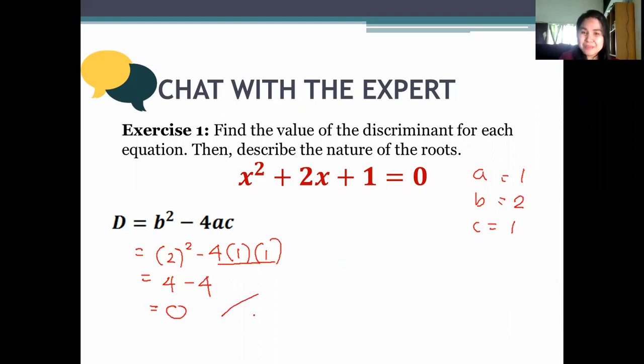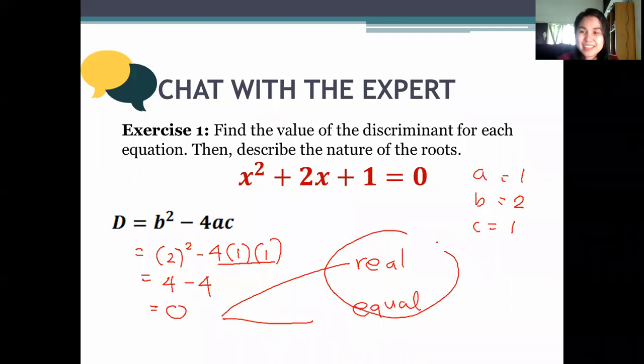How do you describe it? A 0 discriminant. They are real and they are equal. Very good. The roots are real and equal. That ends. As easy as that one. I know you could get a good score in your module and in your online quiz today.